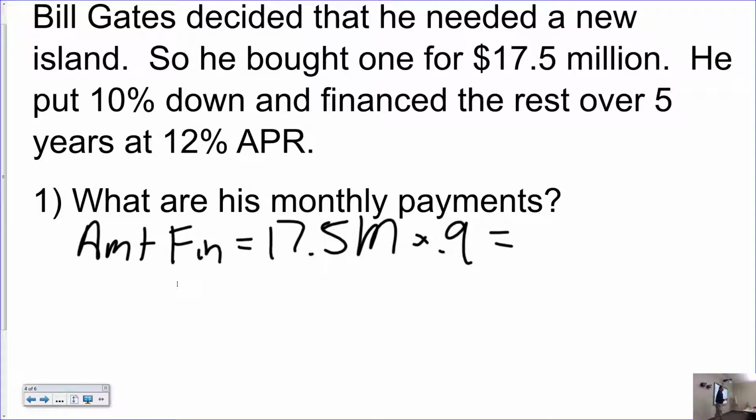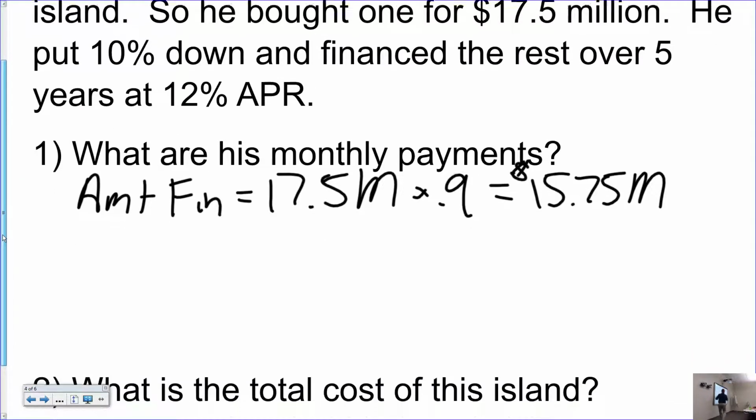I get 15,750,000. You need to give us more room. You can take 17.5 and multiply by 0.9 and get 15.75. Just realize it's $15.75 million, right? The M is still there. Okay? Now that we have his amount financed, what's his monthly payment?